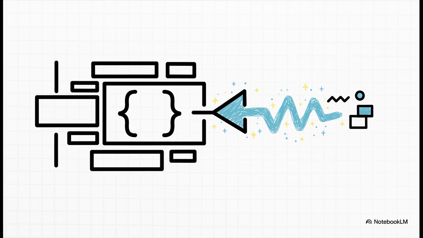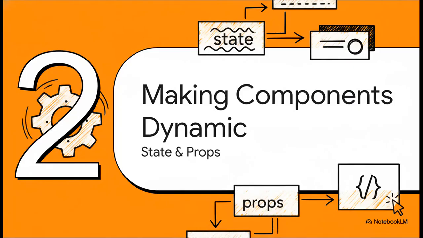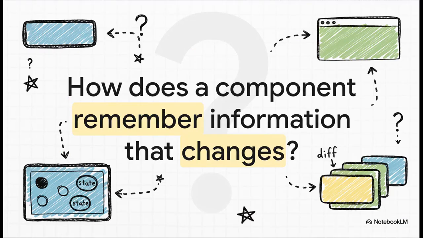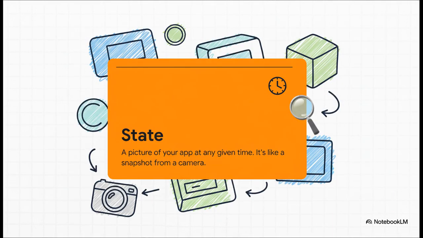responsive to your data. Okay, so we've got our building blocks, we've got our Legos, but a static pile of bricks isn't all that exciting. So how do we make them come alive? How do we make them interactive? This is a really important question. I mean, for an app to do anything useful, like counting likes or remembering your name in a form, our components need to have some kind of memory. And in React, that memory has a special name. That memory is called state.